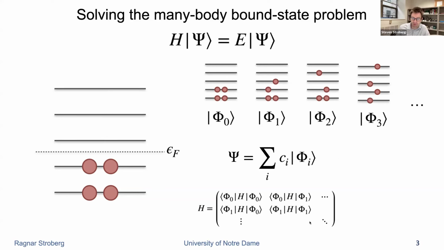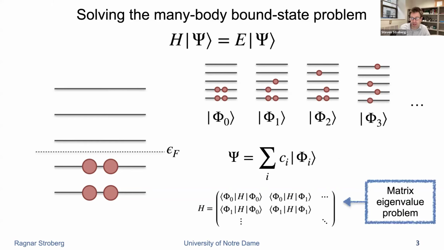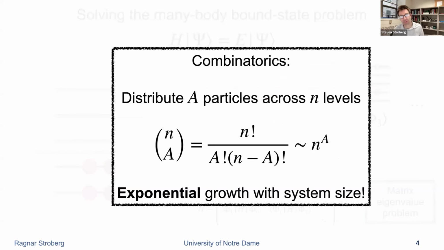So then this will become a very big matrix. To make it finite, you need to truncate it, but then you just have a matrix eigenvalue problem. So this is just linear algebra, and you solve it. So no big deal, except we start thinking about the combinatorics of this problem.